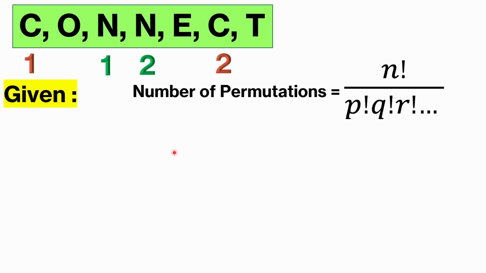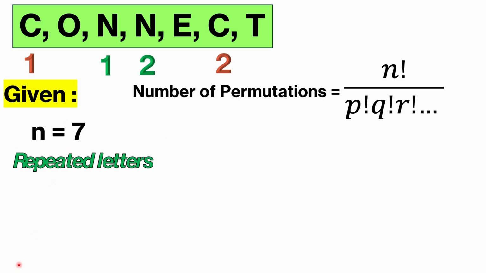Now, let's write the given. So, we have N. N is 7. We count the letters of the word connect: 1, 2, 3, 4, 5, 6, 7. And this is our N. Next, the repeated letters are C and N. C we have 2, and N we have 2. Again, our repeated letters C repeat 2 times and N repeats 2 times.